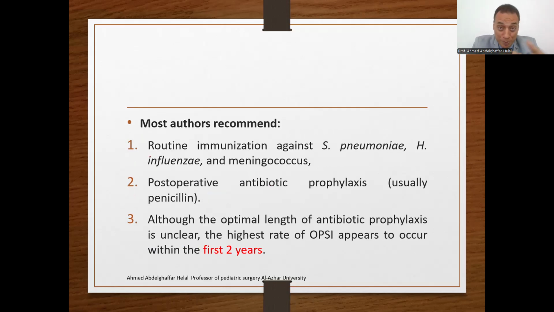Most authors recommend, number one, routine immunization against Streptococcus pneumoniae, influenza and meningococcus, and number two, post-operative antibiotic prophylaxis. Although the optimal length of the antibiotic prophylaxis is unclear, the highest rate of infections appears to occur within the first 2 years.